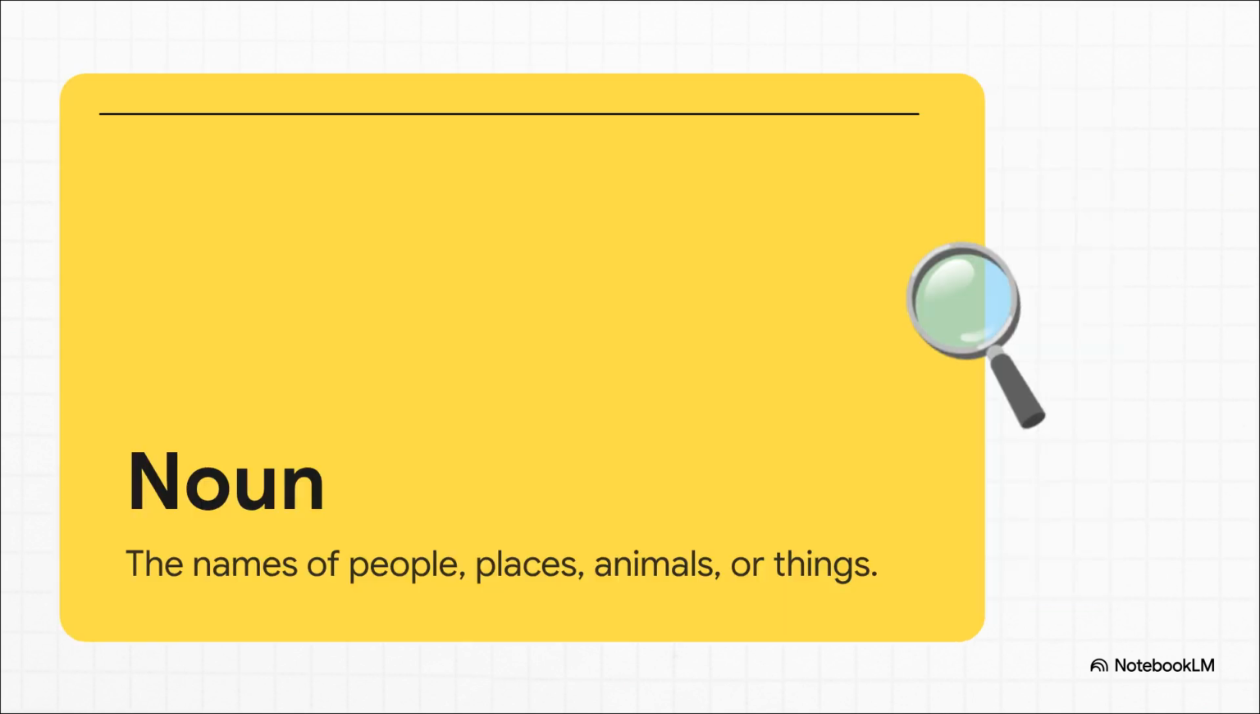And then comes the definition. But look how clean and simple this is. A noun is just the names of people, places, animals, things. That's it. No jargon, nothing complicated. It's a definition a first grader can get right away. This is that solid ground that the rest of the lesson is going to be built on.